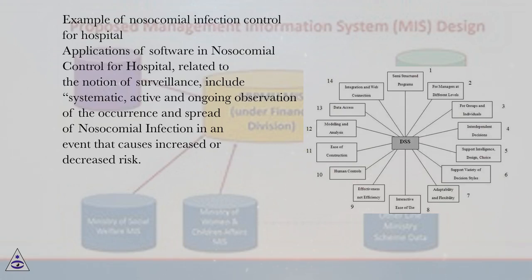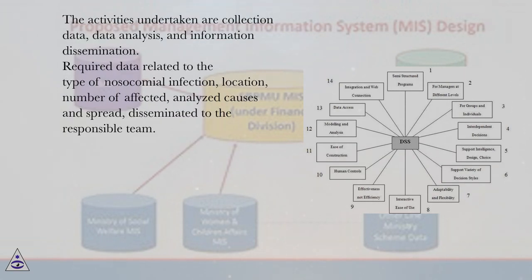Example of nosocomial infection control for hospital. Applications of software in nosocomial control for hospital, related to the notion of surveillance, include systematic, active and ongoing observation of the occurrence and spread of nosocomial infection in an event that causes increased or decreased risk. The activities undertaken are data collection, data analysis, and information dissemination.